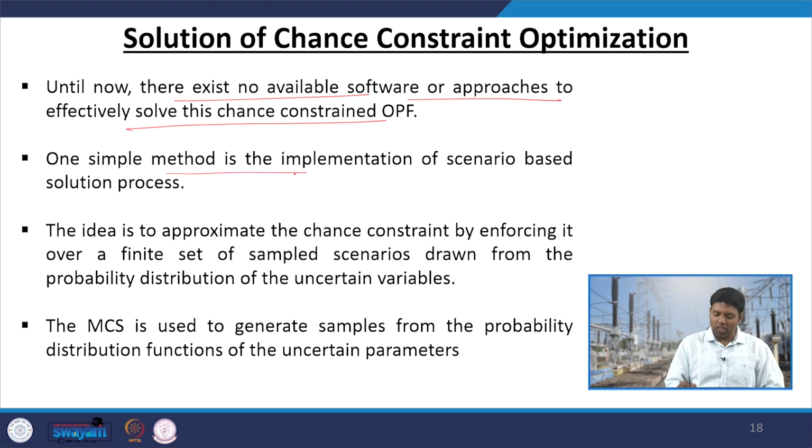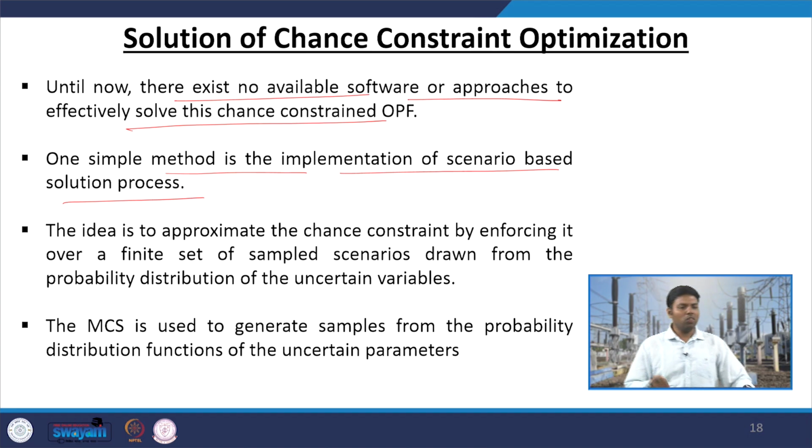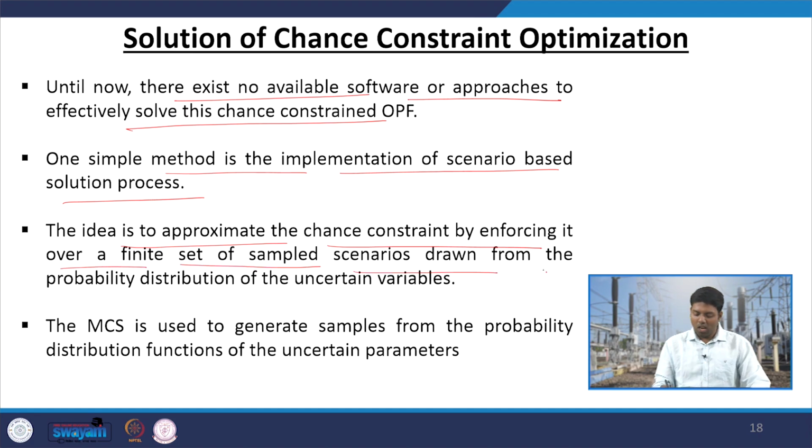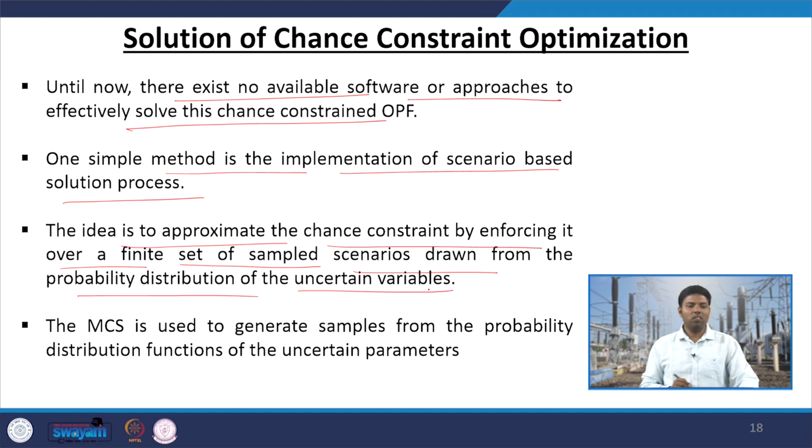So, one simple method is the implementation of a scenario based solution process. That means, you generate many scenarios and check how many times you satisfied that constraint. You generate 100 scenarios and see whether the number of times you are satisfying that constraint is greater than 95 or not. If it is greater than 95, then you can say, yeah, the probability of that constraint being satisfied is greater than 95%. So, the idea is to approximate the chance constraint by enforcing it over a finite set of sampled scenarios drawn from the probability distribution function of the uncertain variables.